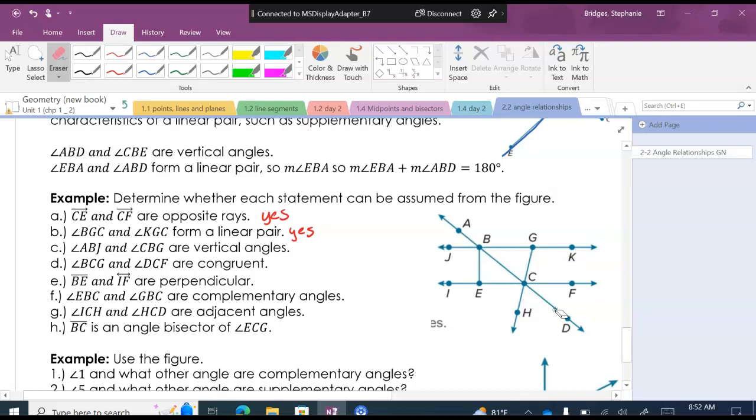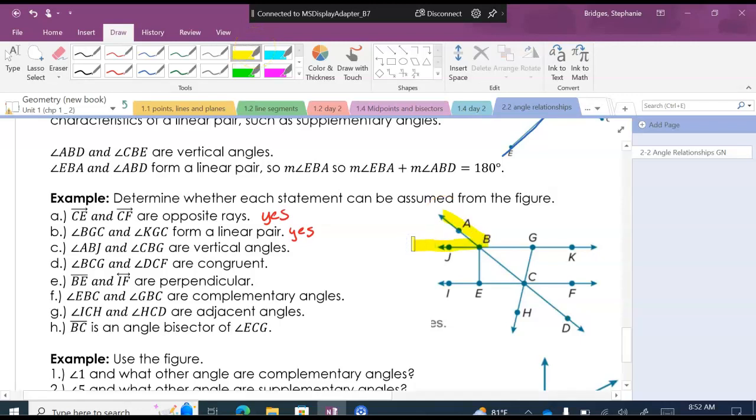Okay, try the next one. Angle ABJ and angle CBG are vertical angles. No. Angle ABJ and angle CBG are vertical angles. You say no? Let's see. It's back-to-back yeses, so it can't be another yes.